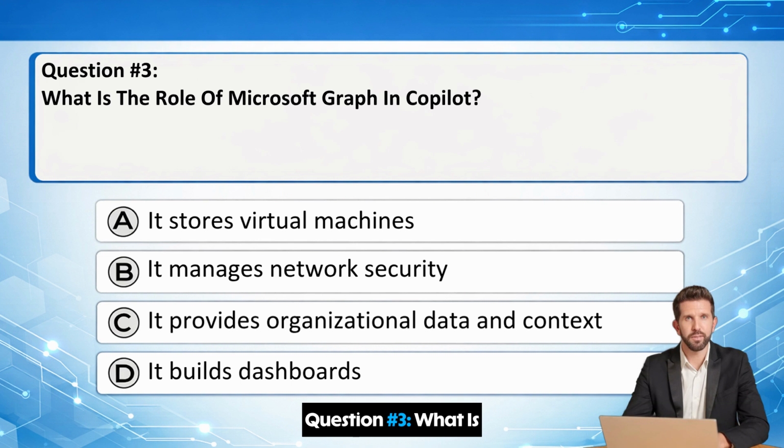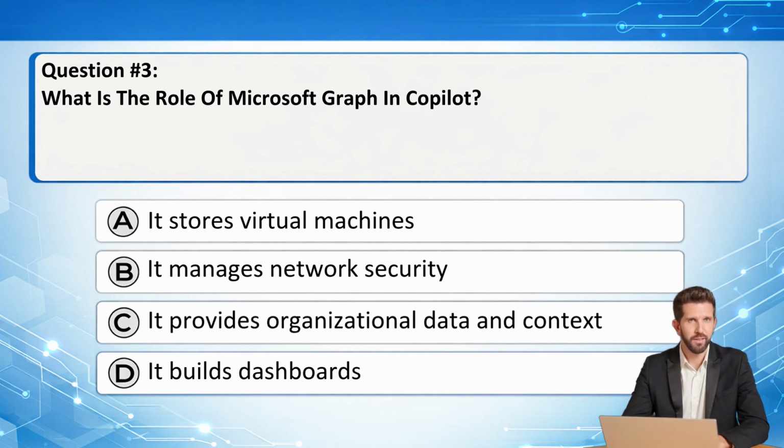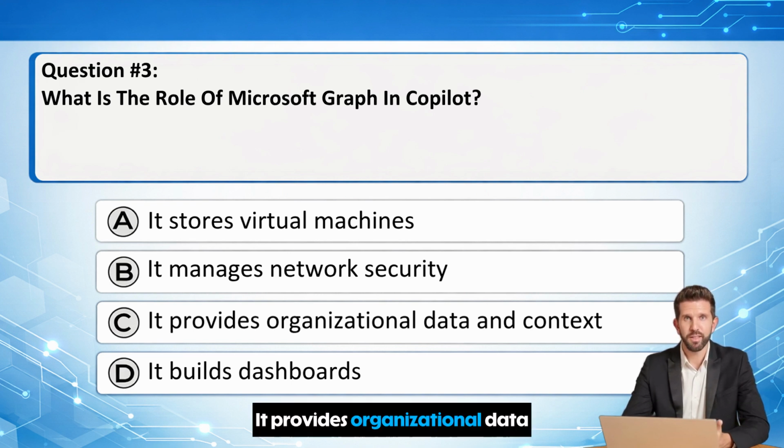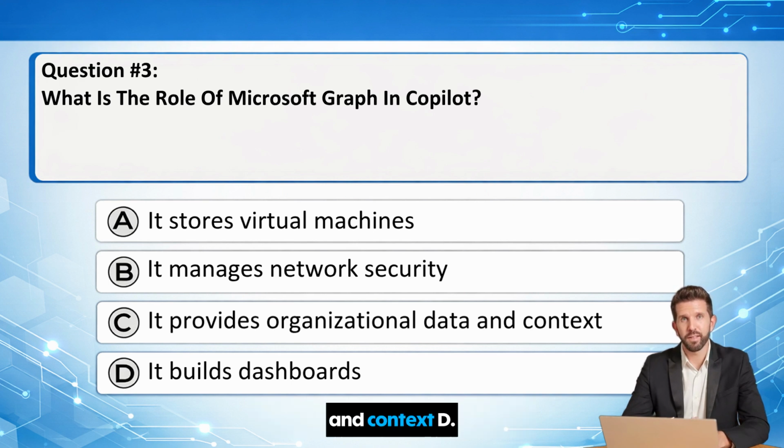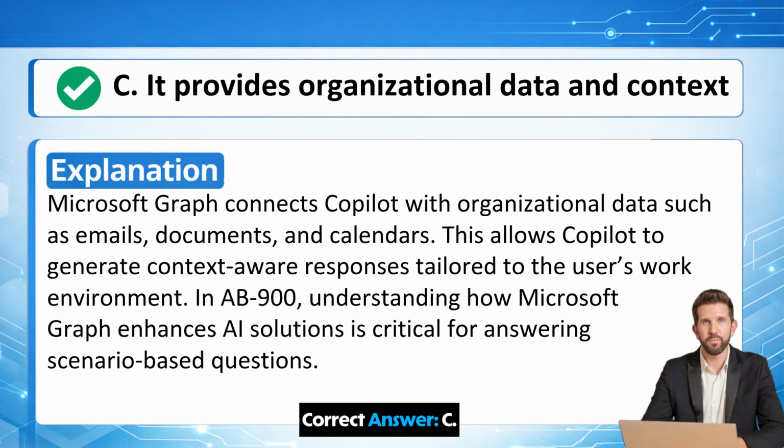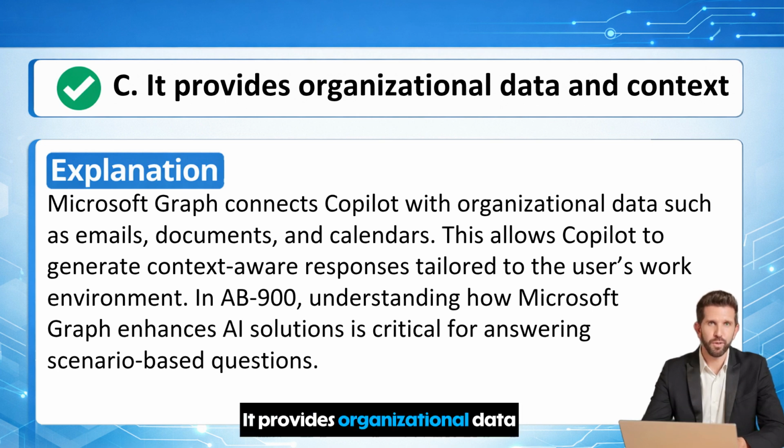Question number 3. What is the role of Microsoft Graph in Copilot? A. It stores virtual machines. B. It manages network security. C. It provides organizational data and context. D. It builds dashboards. Correct answer C. It provides organizational data and context.